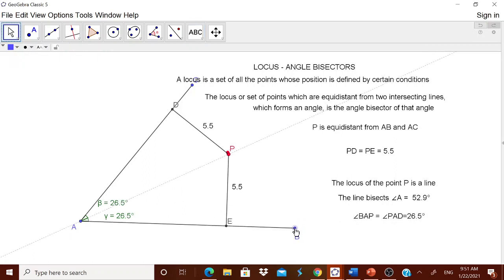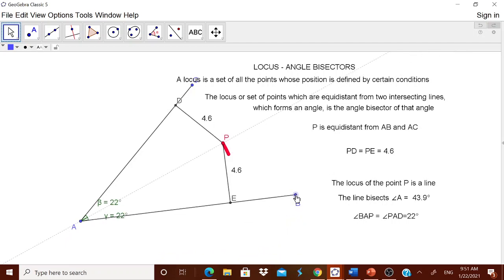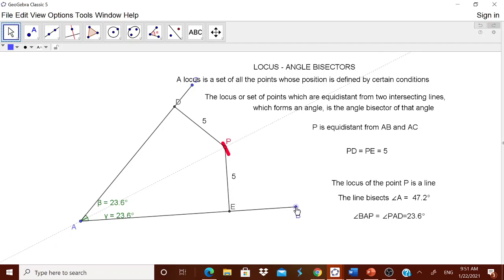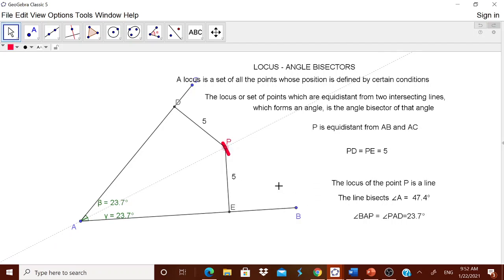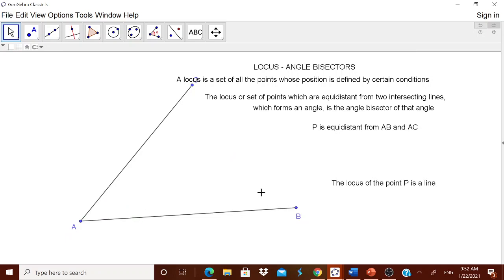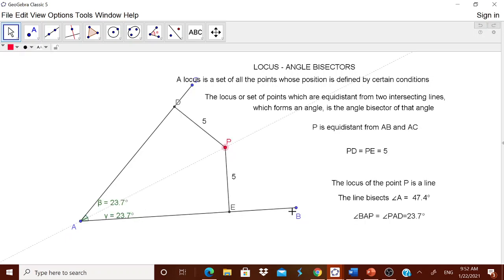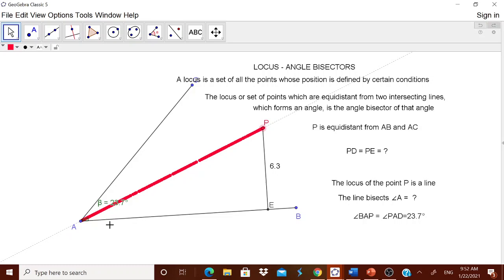You see, always it is 23.4, then 26.3, then 22. Remember, I will switch the traces off so that you don't have confusion. Now you can make the statement by moving it. It is moving in a line. This line actually divides that angle into two halves.